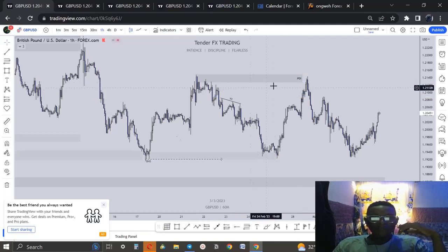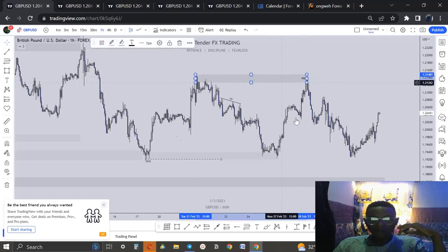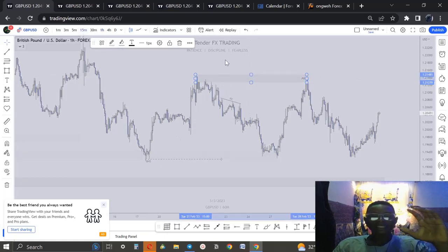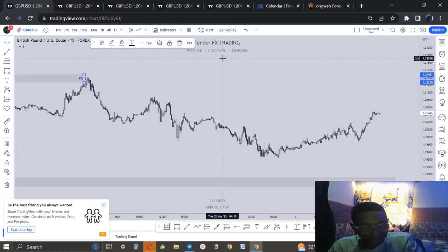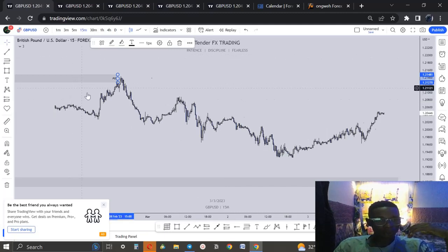Then after I spotted this, after price mitigate off this supply zone right here, which we can see is the supply zone that caused this break of structure, I refined the area where price mitigated from. I refined it on the 15 minutes time frame to see where that mitigation actually happened, that supply zone that price really respected that caused this break of structure.